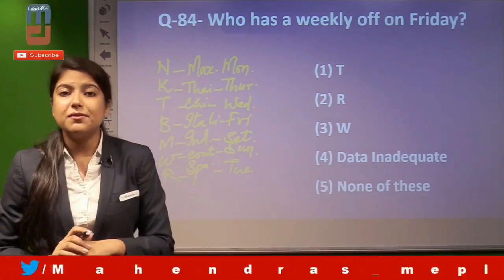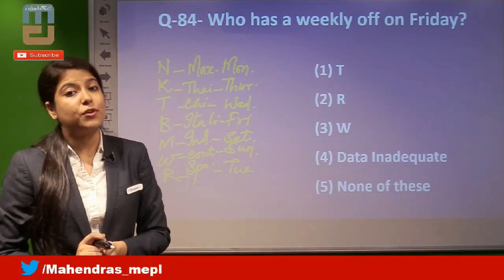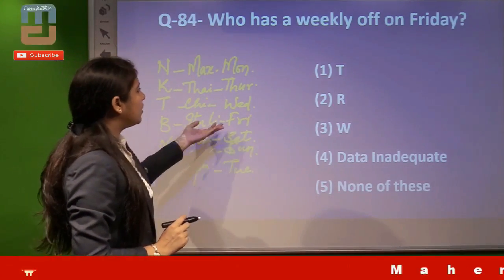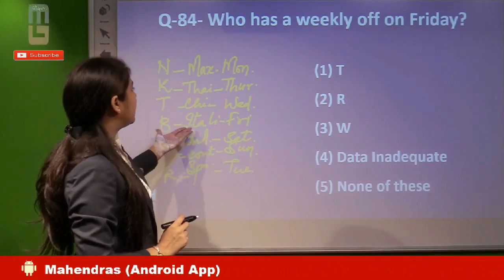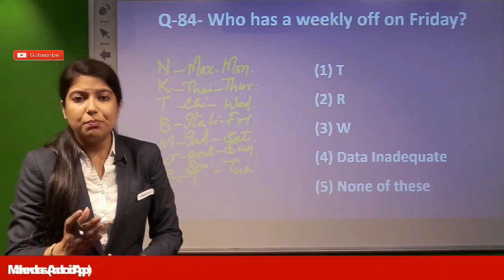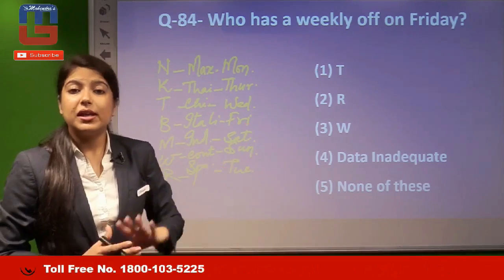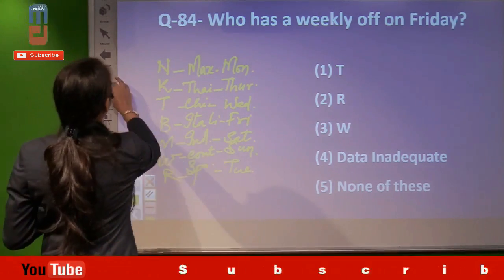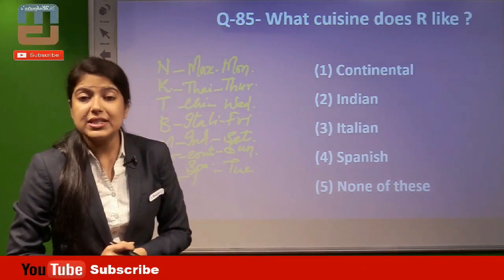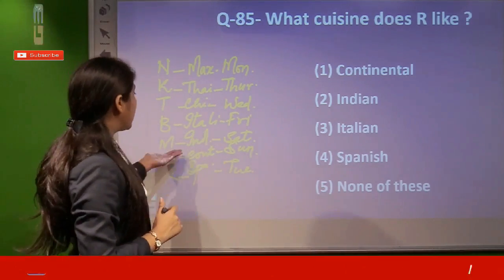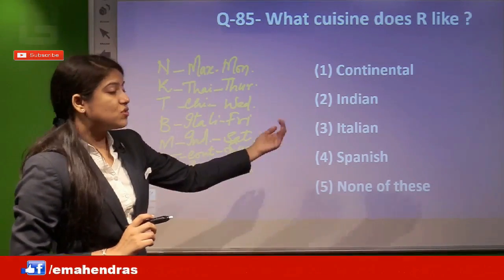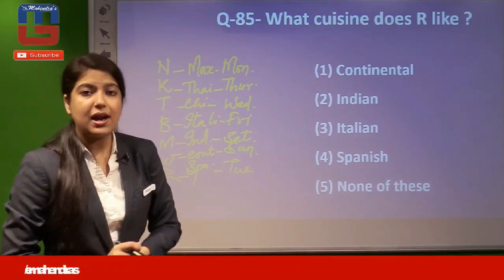Question number 84 asks who has a weekly off on Friday. We got that weekly off on Friday is for B. Now B is not there in the options, so the answer would be none of these, right? Looking at the next question, what cuisine does R like? R likes Spanish cuisine, so option number 4 would be our answer.